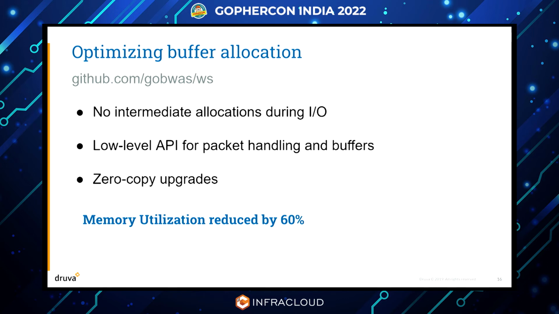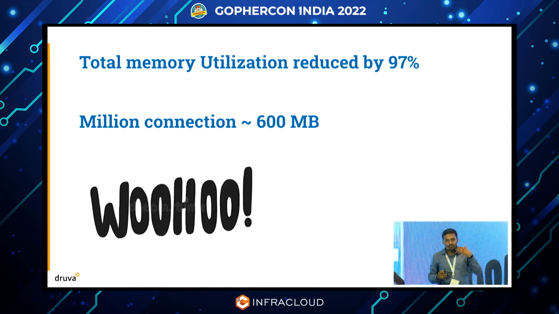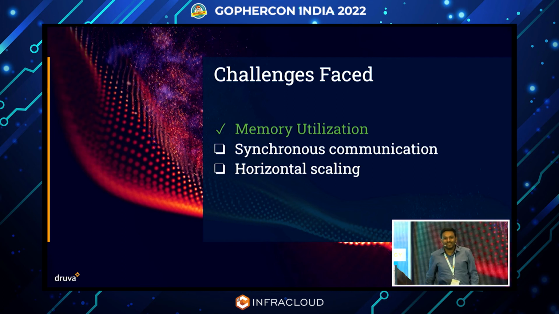And by this, the memory utilization is reduced by 60%. So if Epoll and this GOPHERCON library is used, we ran our experiments for 1 million connections, and we found out that the total memory utilization was drastically reduced by 97% to 600 MB. So 1 million connections which were earlier consuming 20 GB are now consuming just 600 MB. Now my boss is happy and my appraisals are good. Okay, so first problem solved.